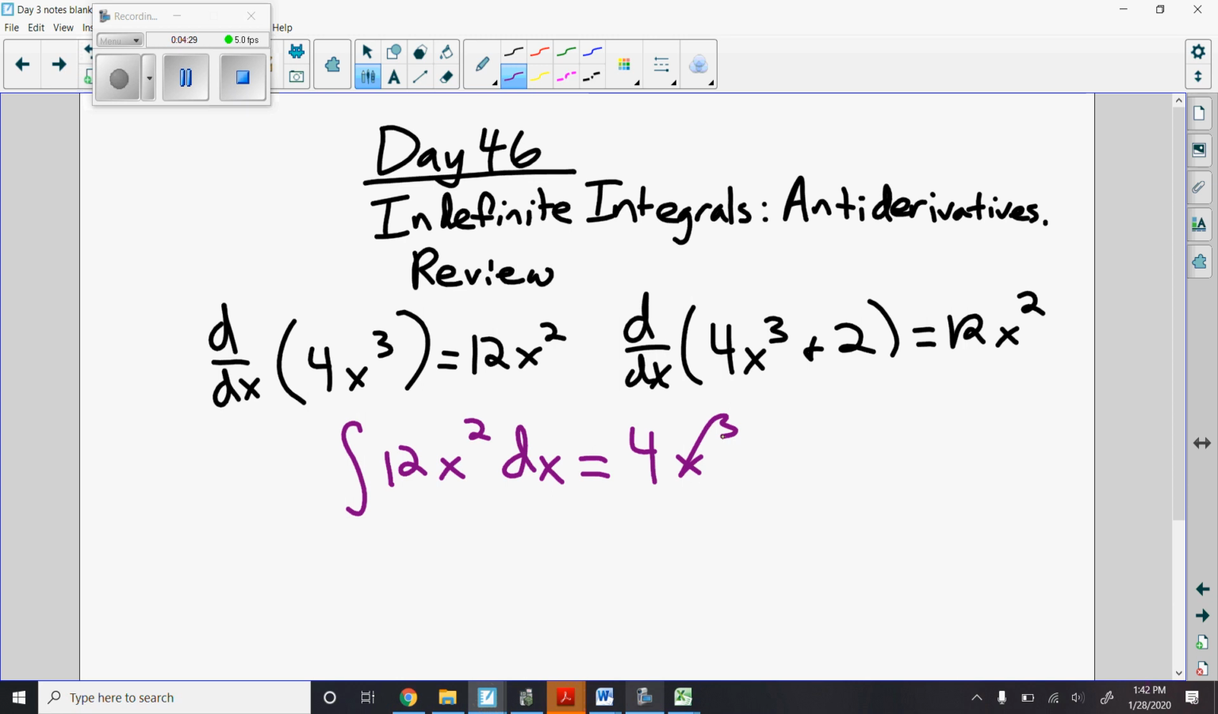We have to account for the fact that there could be a constant added to the end of that. So what we say is, at the end, plus c. I just add a plus c.